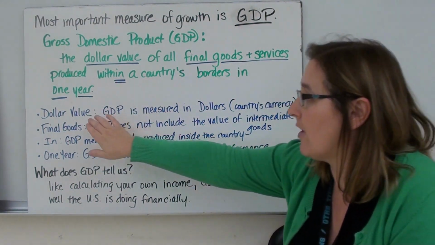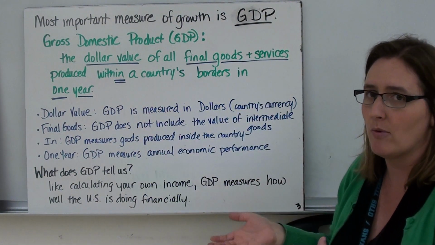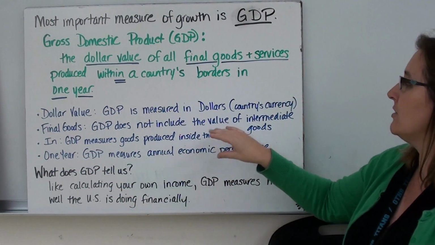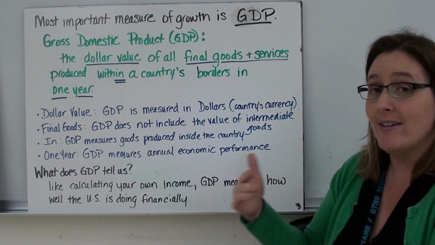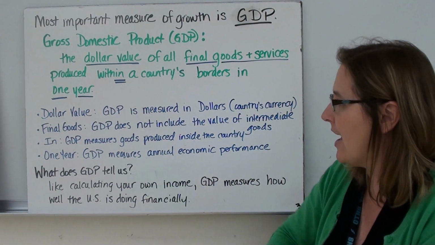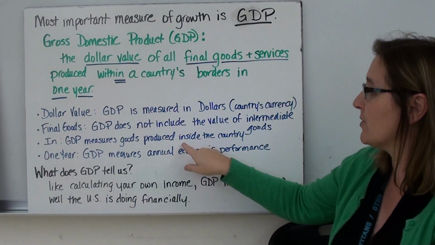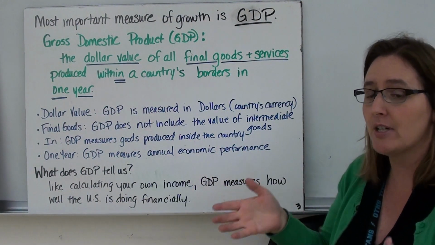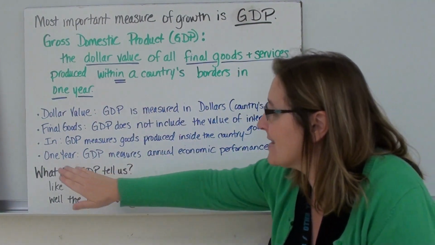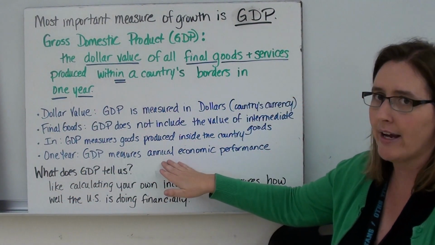So GDP again is the dollar value. What that means is that GDP is measured in dollars or in the country's currency, depending on which country you're talking about. It's also final goods. GDP does not include the value of intermediate goods, things that go in to make an item. It only counts the things that have been produced and the final thing that's been produced. The "within" part is just to remind you that we're only counting things that were produced inside the country. In order for it to be in the United States' GDP, it has to be made inside the US. And then the last thing, 1 year. We're just measuring and counting what was produced in 1 year, annually.